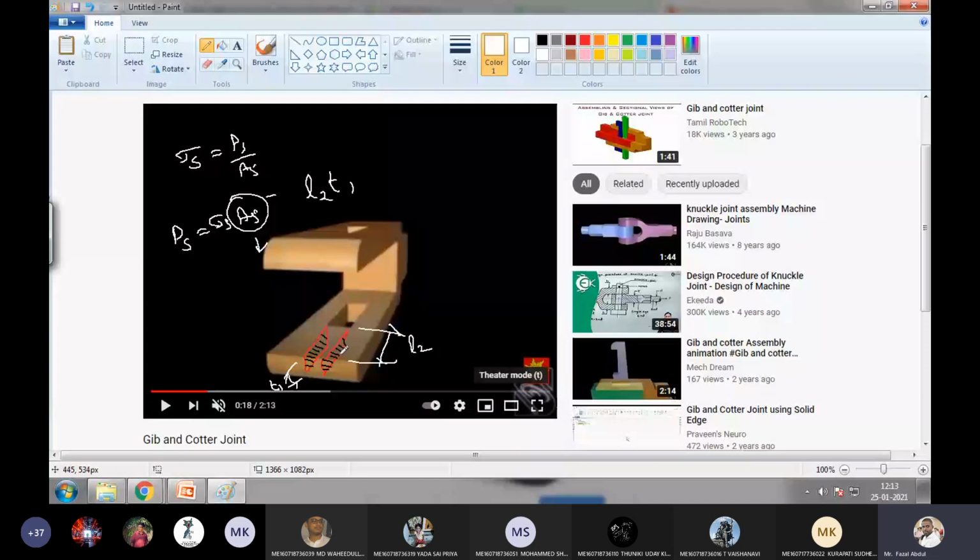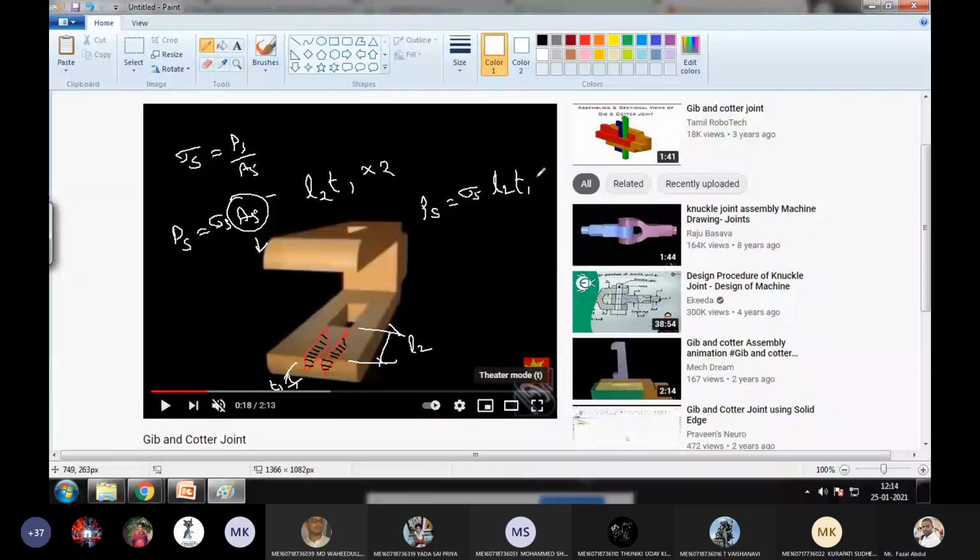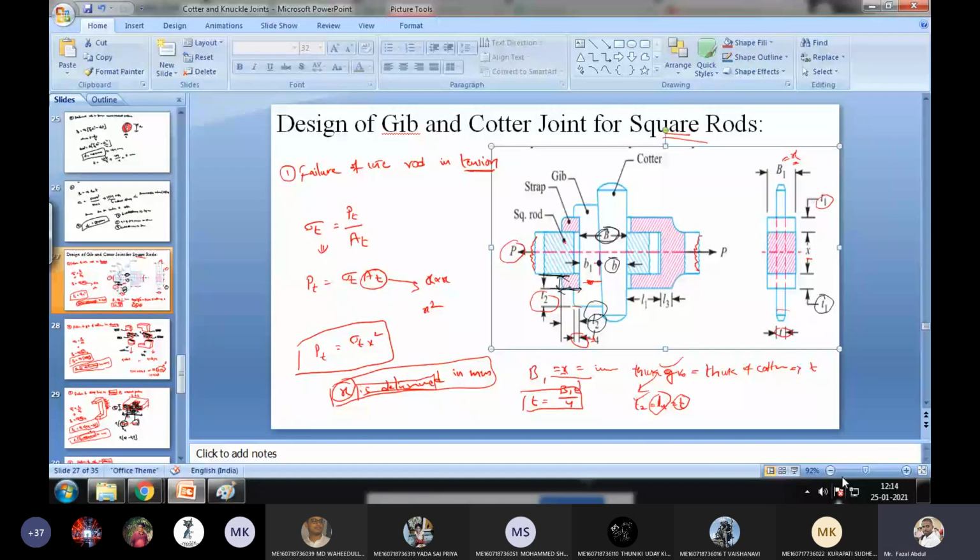Now two failures we are facing here, so that reason multiply with 2. So the equation will come as PS equal sigma S into L2 into T1 into 2. Okay, that is what I am writing here.